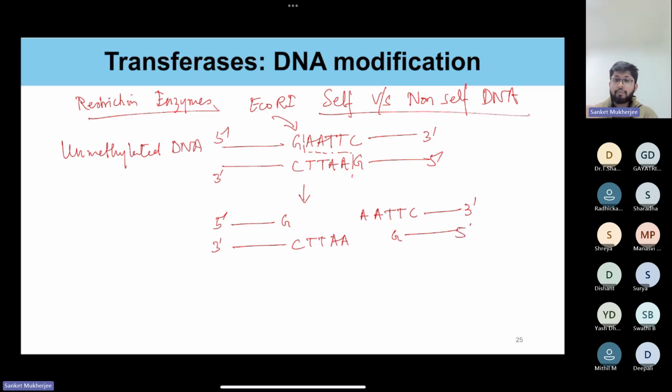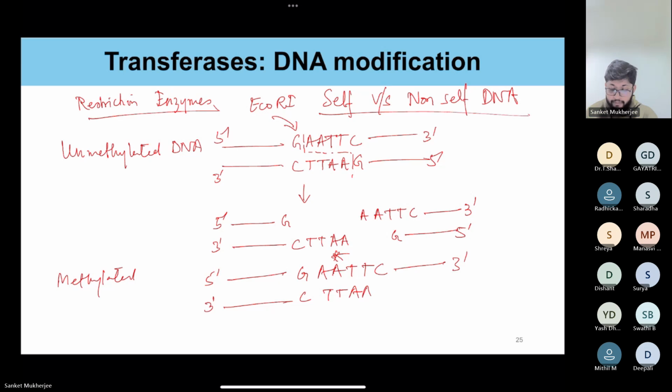So this DNA break is produced because it's unmethylated. If it is methylated, for example, if we have the same sequence but the adenine here is methylated, in that case, the enzyme will not be able to recognize this sequence and there would be no cleavage. Fine.